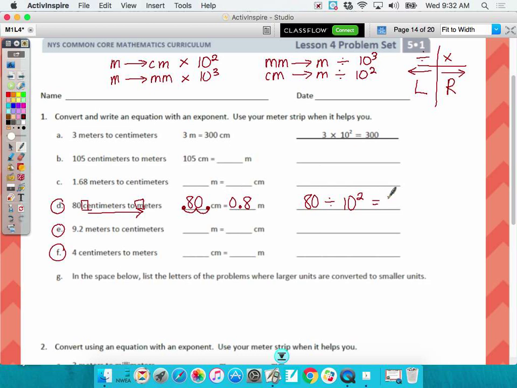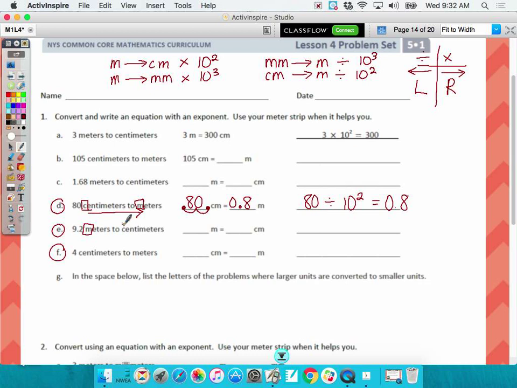Boys and girls, how do I say that answer? 8/10. Now, you notice I'm doing my decimal hop over here. Why do you think I'm doing the decimal hop over here instead of in the problem? So we have some room. There's a little more room. Okay, good job. So let's take a look at the next one.